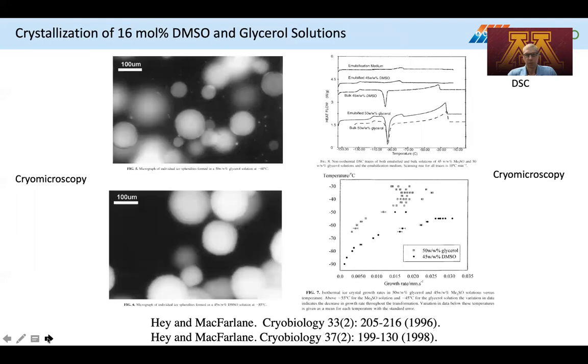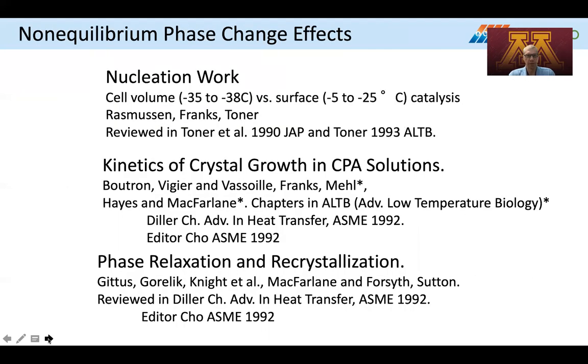So this is just some other work that was done by Hay and McFarlane back in the 90s, and they were doing this with an optical DSC. So you can see, like I said, you get to these lower temperatures and higher concentrated CPA solutions, and you're getting these spherulites, or basically lots and lots of nuclei that are just growing independently. And you can study them and see how fast they're going and what their crystal growth rates are. It's very important to understand. And again, they're using DSC to do that type of analysis.